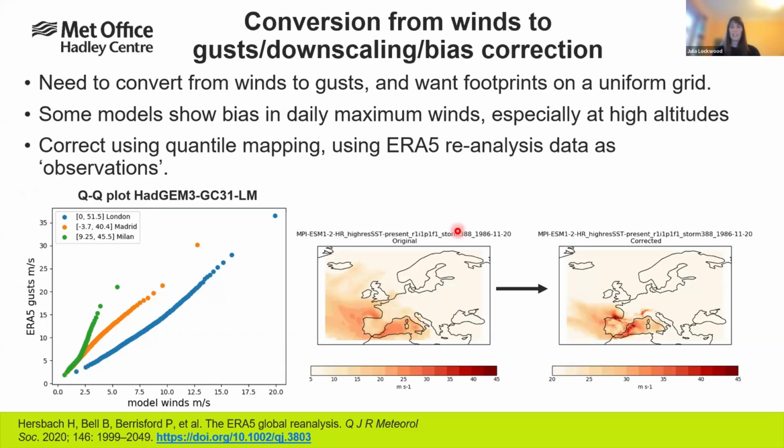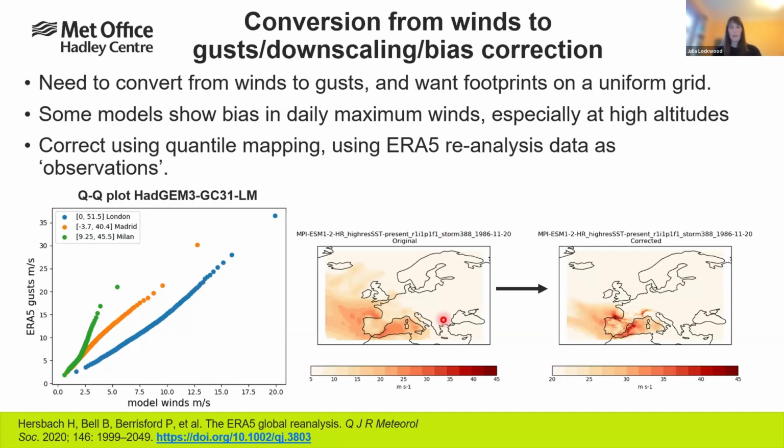And essentially what we did to convert our winds to gusts was, for every grid point in our ERA5 reanalysis dataset domain over Europe, which has a grid spacing of about 17 or 18 kilometres at these latitudes, you compare the distribution of the daily maximum gusts in the reanalysis with the distribution of the daily maximum winds in each of the models. And this is done at each grid point separately. And we essentially just fitted a function to map between those two variables.